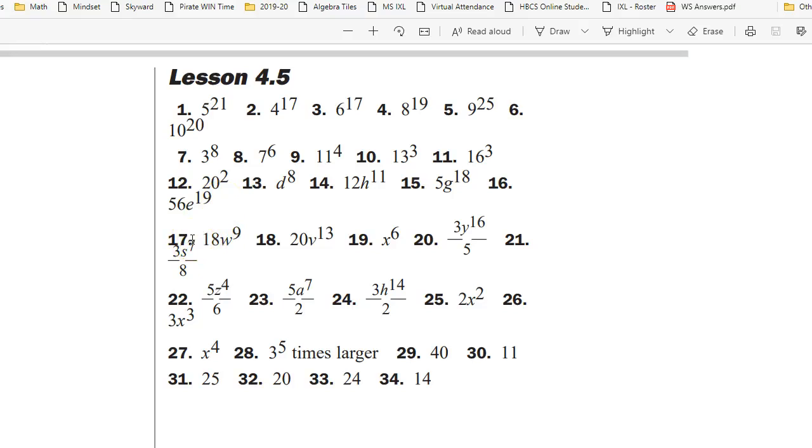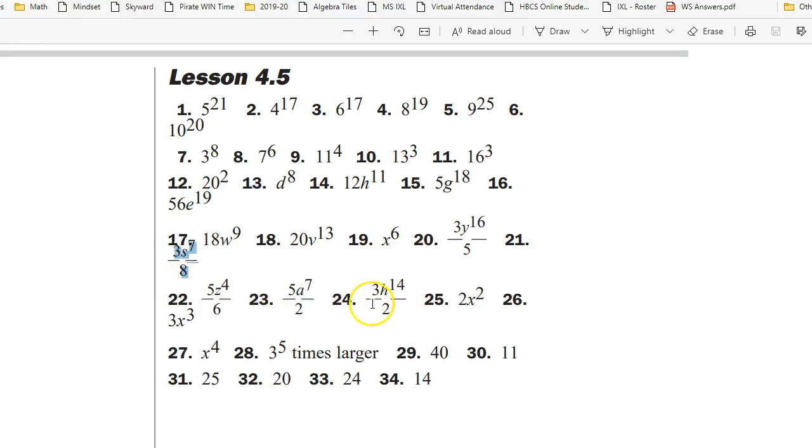Number 19 is x to the 6th power. Number 20 is 3y to the 16th power in your numerator, 5 in your denominator. For 21, let's see, 3s to the 7th power over 8. Here's the answer to 21.